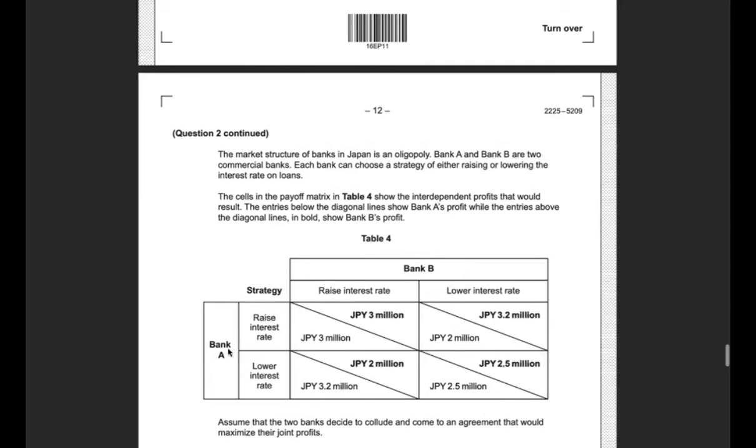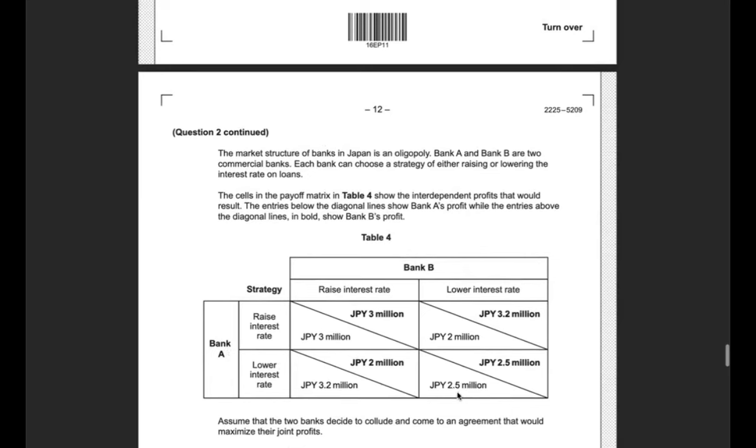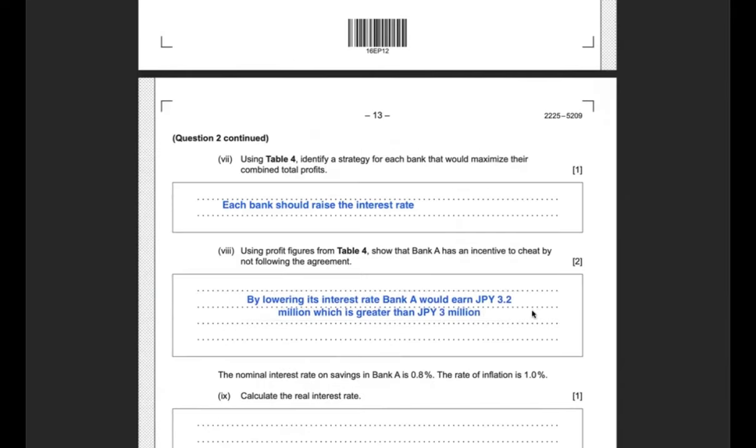And then in this case, Bank A would still go to lower interest rate because 2.5 is bigger than 2. So what we can see is that no matter what decision Bank B made, Bank A will always go for one option, which is lower interest rate, which means it sticks to one option. So it means Bank A has a dominant strategy of lowering interest rate. So in this case, by lowering its interest rate, Bank A would earn Japanese yen 3.2 million, which is greater than 3 million.